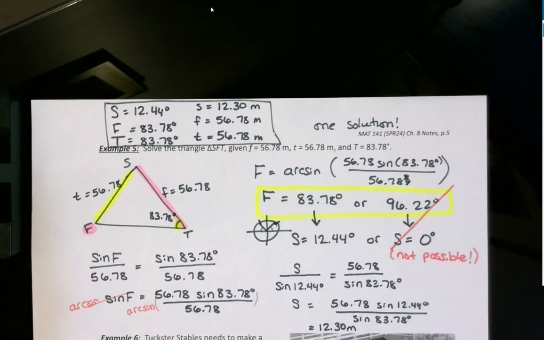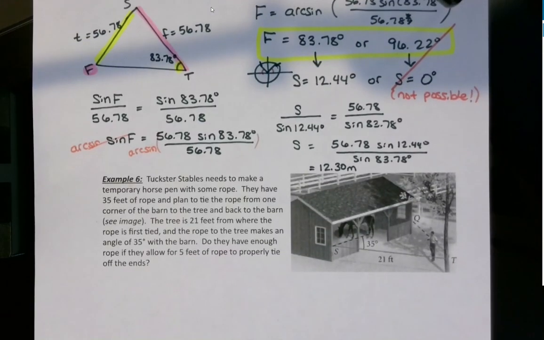We have one last example, and we've seen 2 examples where there were 2 solutions. We've seen an example where there's one solution. We have not yet seen an example where there are no solutions. So we're going to see if that happens here.